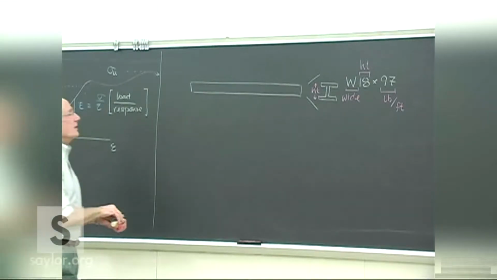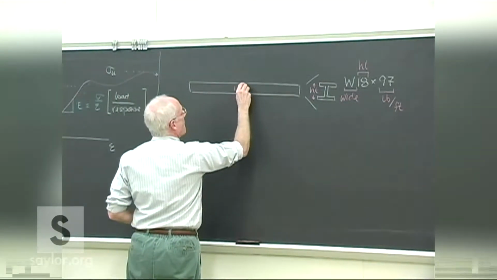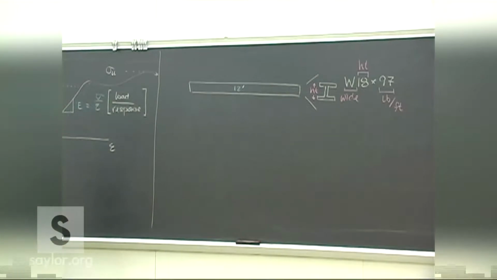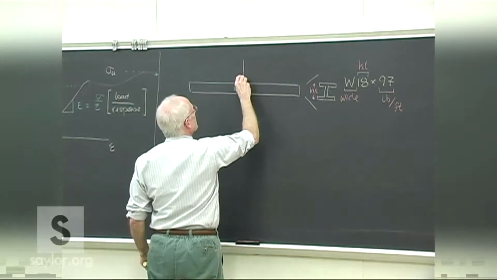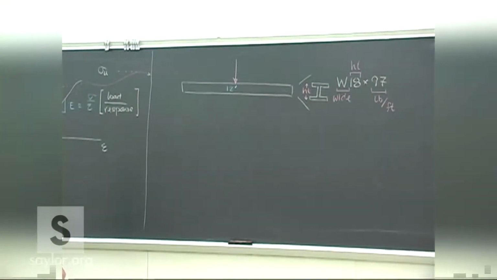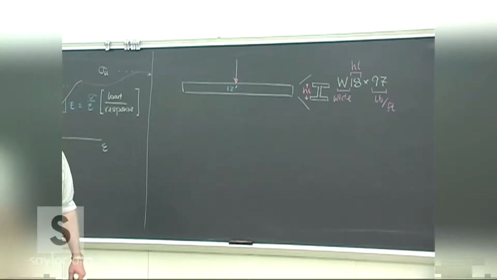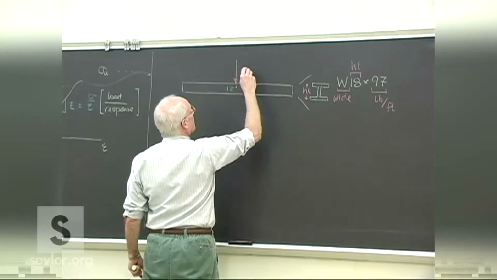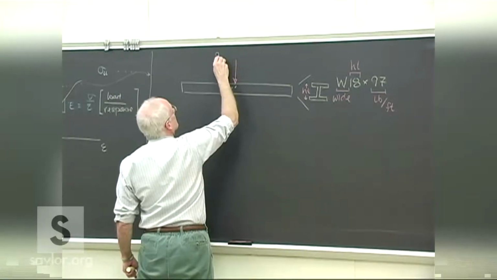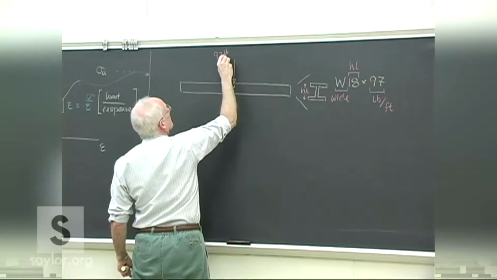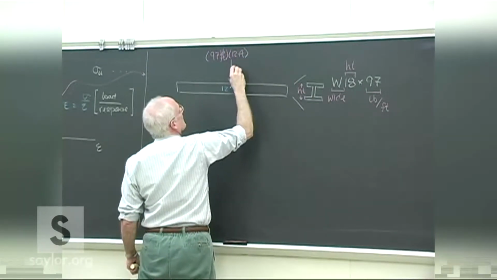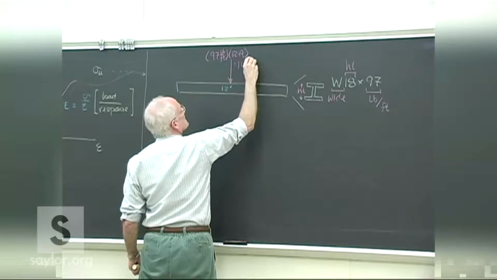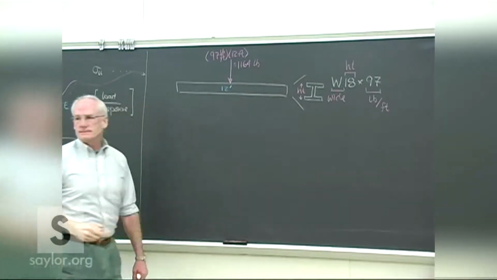So if we have a 12-foot beam here, then we have 12 times 97 pounds as the weight of the beam. So we're going to take into account the weight of the beam. In this case, put it right dead center, and that's 97 pounds per foot times 12 feet, which is about 1164 pounds.